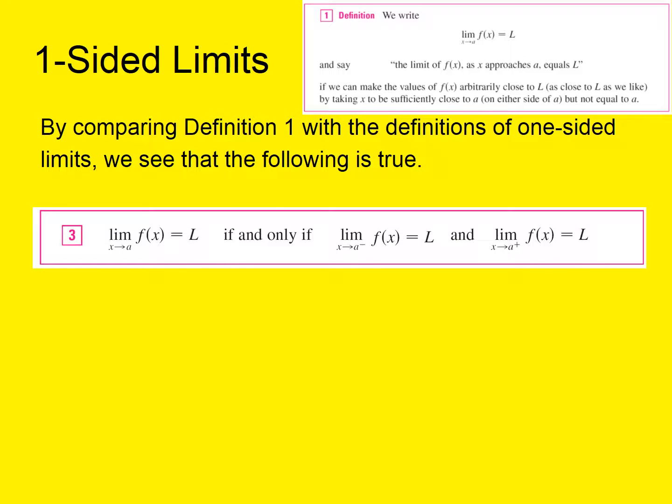You've got a limit, just a plain old limit as x goes to a of f of x equals L, if and only if, each side determines the other, if and only if the limit as x approaches a from the left of f of x equals L and the limit as x approaches a from the right of f of x equals L. If one of those two things is not the case, then you don't have a limit. You might have a one-sided limit, but you don't have a limit.